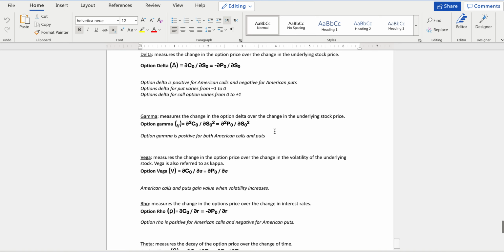All the gamma is, it's a sensitivity measure measuring the sensitivity of the delta. The gamma measures the sensitivity of your delta. The gamma is always at its highest when you are ATM, when you are at the money. Reminder what ATM is. ATM stands for at the money.